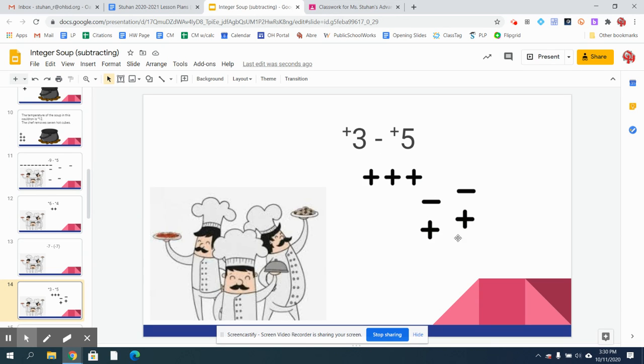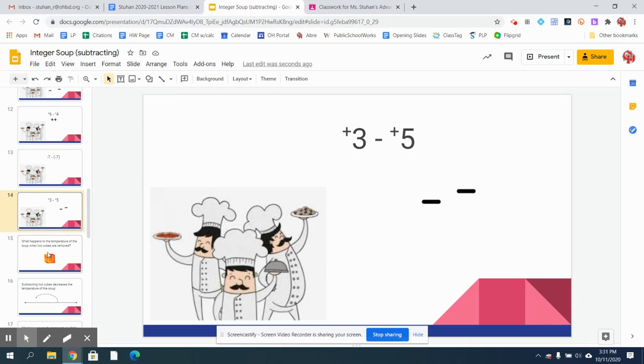So now I have 5 positives and 2 negatives. So now I have enough positives to be able to subtract 5 positives, or 5 hot cubes. So I'm going to do that right now. I had my original 3 hot cubes. I added 2 0 pairs so that I would have enough hot cubes to take out. So now I'm going to subtract those hot cubes. 1, 2, 3, 4, 5. And I'm left with 2 cold cubes. So my answer to positive 3 minus positive 5 is negative 2.